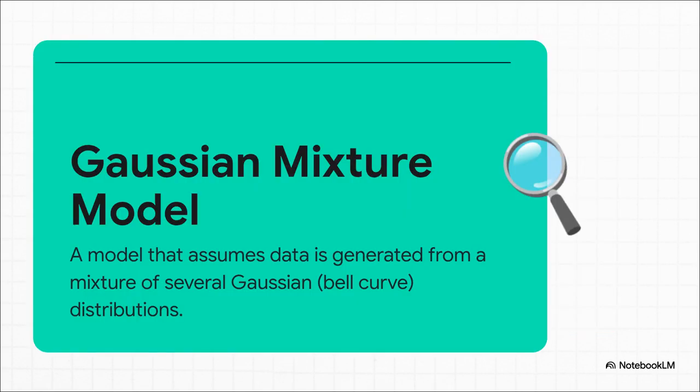Okay, so to crack this case, we have to get to know our main suspect, the Gaussian mixture model, or GMM for short. Picture a big, messy cloud of data points. A GMM looks at that cloud and says, you know what? I bet this isn't just one big blob. I bet it's actually a mixture of a few different, simpler groups all blended together. And each of those little groups, they follow that classic bell curve shape, the one statisticians call a Gaussian distribution.